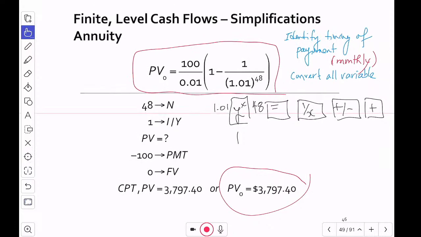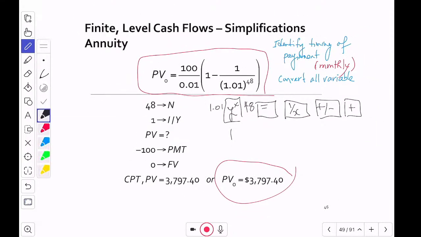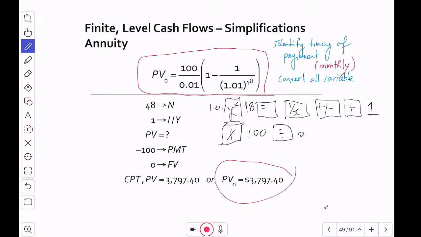Let me put the 1 here. So I add 1 and then I multiply by 100 and I divide by 0.01. So try that. The test is next week. It's in the syllabus.